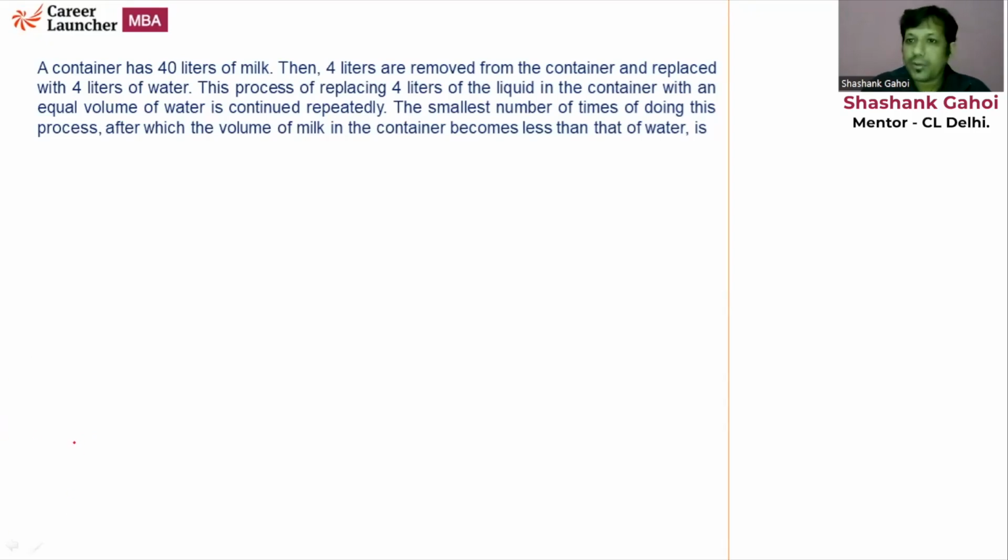So instead of calculating with 40, I am assuming there is 100% milk. You are replacing how much? 4 liters. It means you are replacing 10% of the solution. So I am just calculating everything with 100%. And when my value falls less than 50%, then I'm going to stop. So after one replacement, milk becomes 9 by 10, that is 90%. Again 9 by 10, so this becomes 81%. Again 9 by 10, so 72 point something. Again this comes out to be 63 point something.